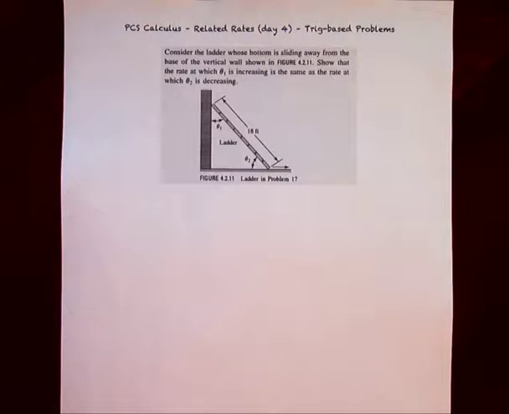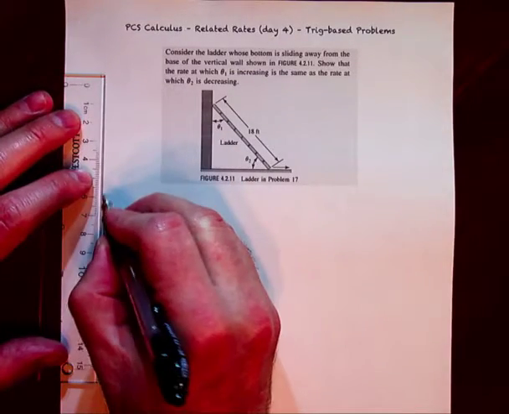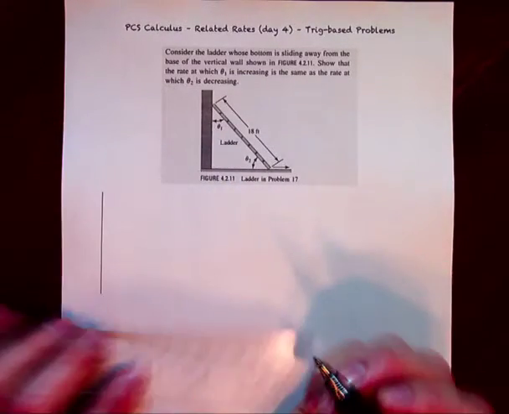This one is sort of a variation on that because it asks, show that the rate at which theta 1 is increasing is the same as the rate at which theta 2 is decreasing. Okay, well, I don't like this schematic. It's annoying, so I'm going to redraw it and sort of relabel things, okay?